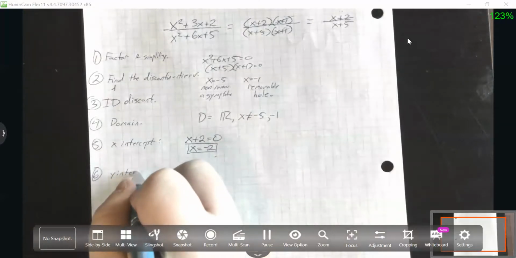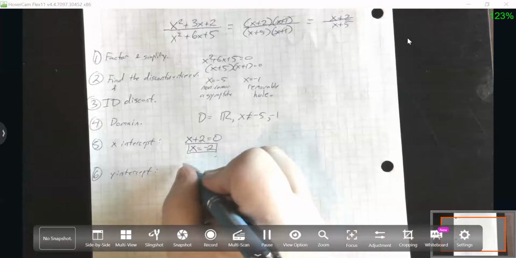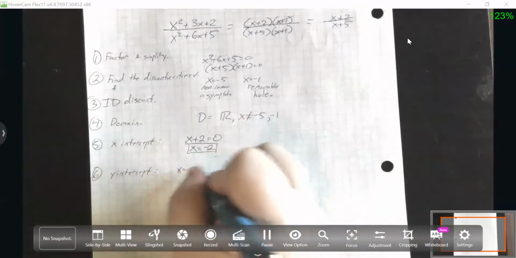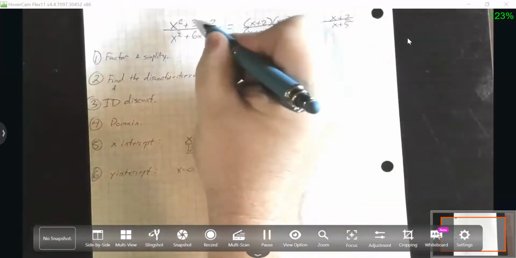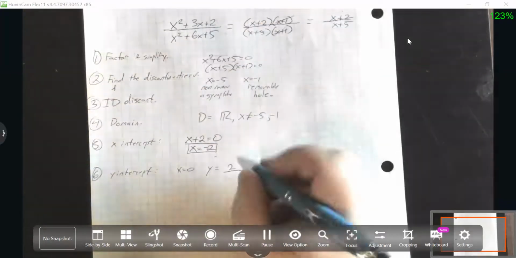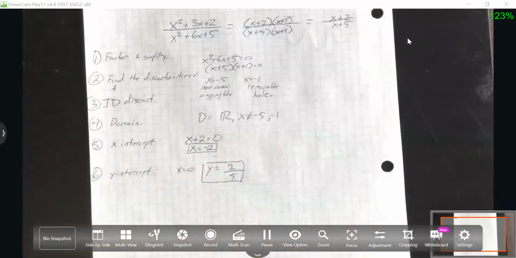Y-intercept. All right, so for our y-intercept, we're going to plug 0 into the original function. So if x equals 0, my y would be equal to 0 plus 0 plus 2 over 0 plus 0 plus 5, which is 2/5. So there's my y-intercept. All these are pretty straightforward.